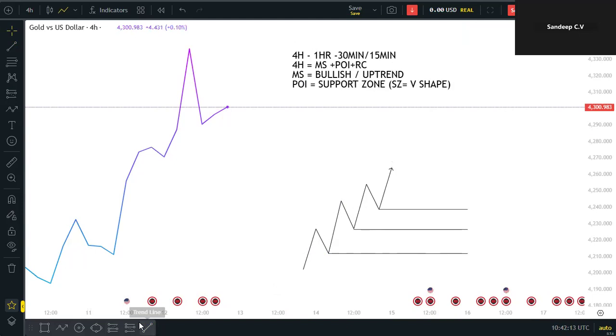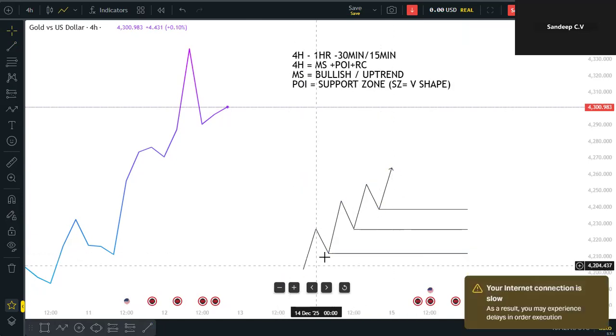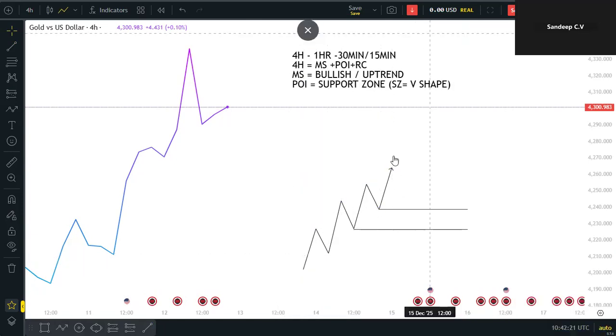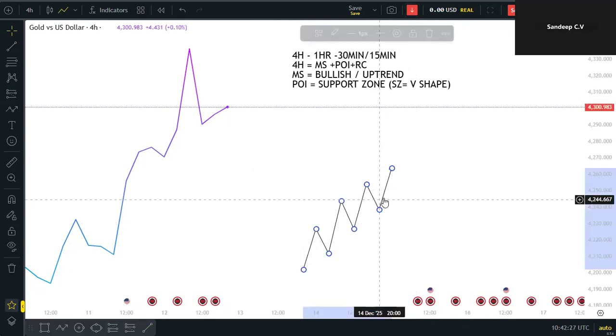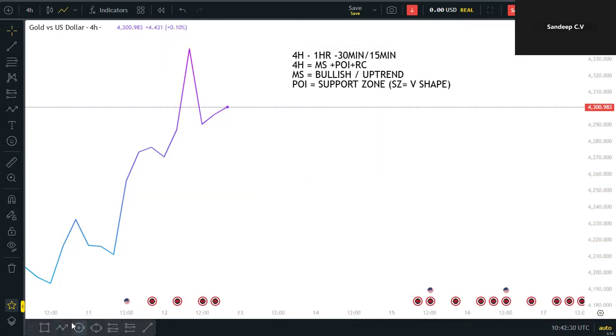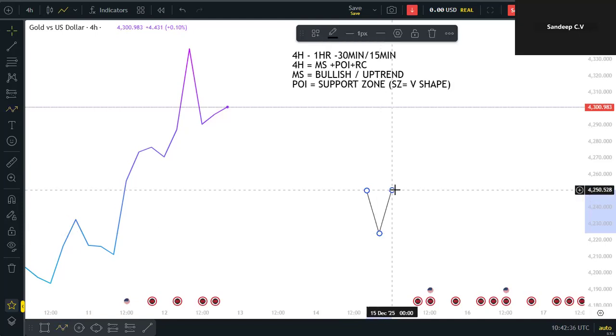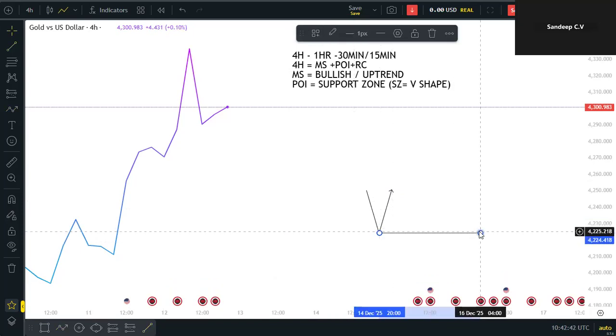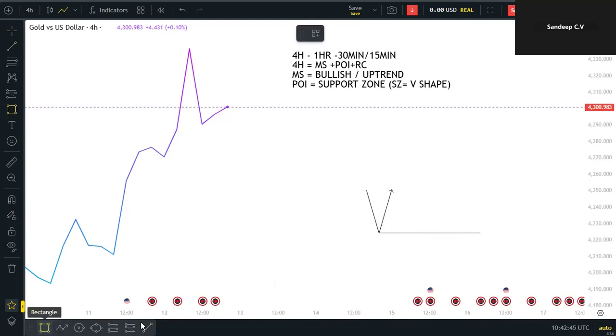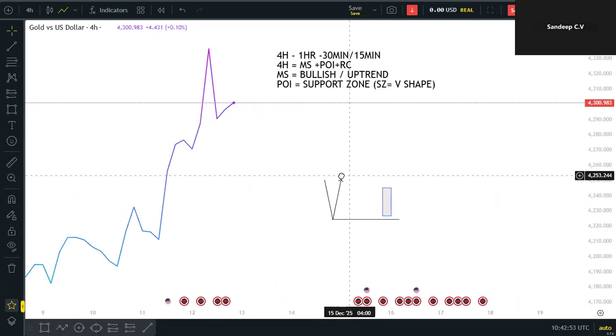Remember, once you are able to mark out your support zone on the line chart, you should be able to have confirmation using the candlestick pattern. Let me map it out so that it will be clearer to see. A support zone, the V shape, is made up of two candles on your candlestick pattern.